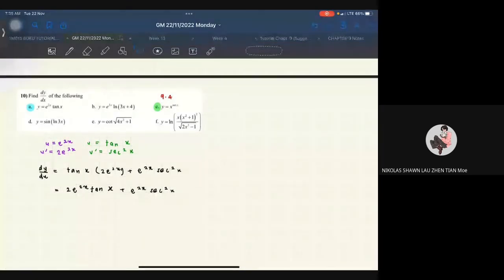Dia tak banyak sangat formula, tak silap saya. Dia hanya formula quotient rule and then formula product rule. So probably macam mana apa hasil derivative of trigo. Itu sahaja saya rasa.